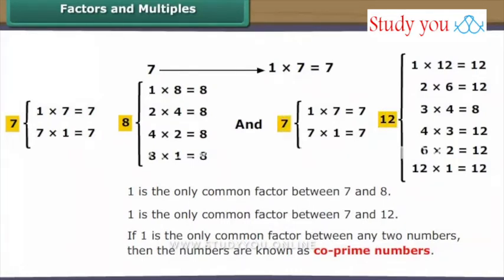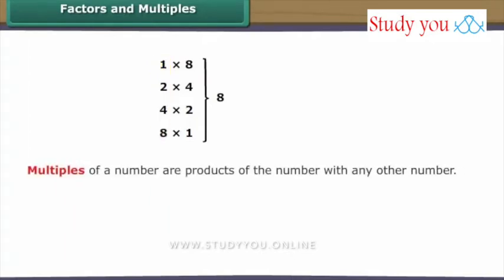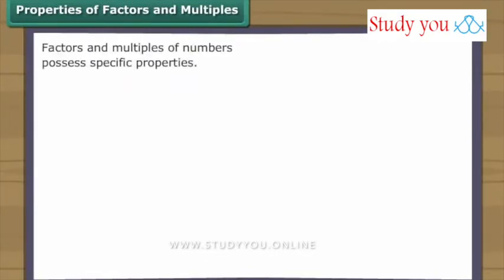In the example, we described the patterns numerically as 1 into 8, 2 into 4, 4 into 2, 8 into 1. Each of these expressions yields 8 as the product. Therefore, 8 is the multiple of 1, 2, 4 and 8. Properties of factors and multiples. Factors and multiples are numbers that possess specific properties.